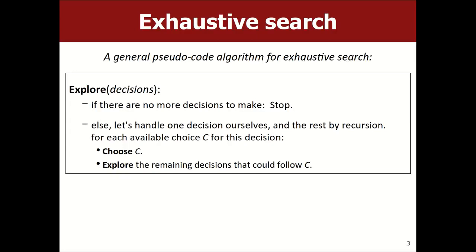And I'll talk about what a decision really means, but for each possible choice I can make for this decision, I will choose it, and then I will explore all of the other decisions that could follow. And when I say explore, my function is also called explore, that's meant to be a recursive call. So I still think this is too vague to be super understandable, so it will be easier to understand with an example.